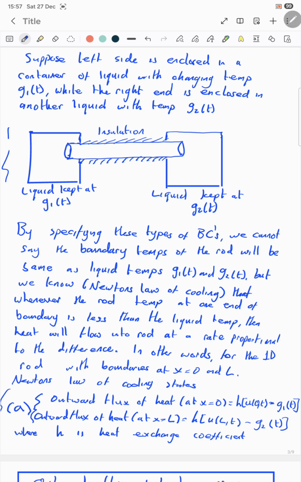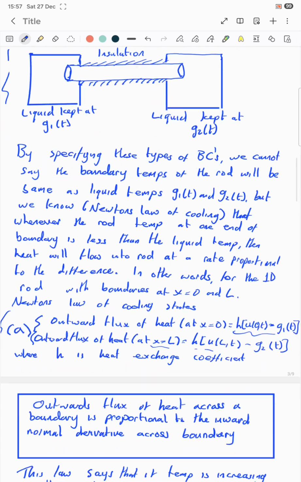the outward flux of heat at x equals 0 equals h times (u(0, t) minus g1 of t). Now, the outward flux of heat at x equals L equals h times (u(L, t) minus g2 of t), where h is the heat exchange coefficient.